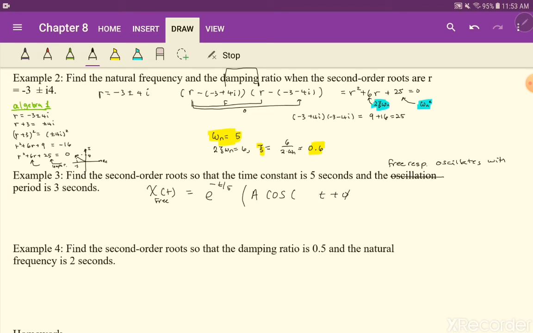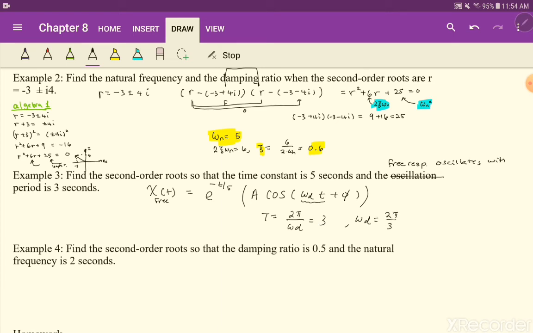T plus some phase. Okay, so you have omega d like this. So what is the period? Working backwards, period is equal to 2 pi. It's whatever the time they'll make this term, right? Omega d times t equals 2 pi. So that's the period, 2 pi over omega d. It was given as 3 seconds. So what's omega d? Omega d equals 2 pi over 3.